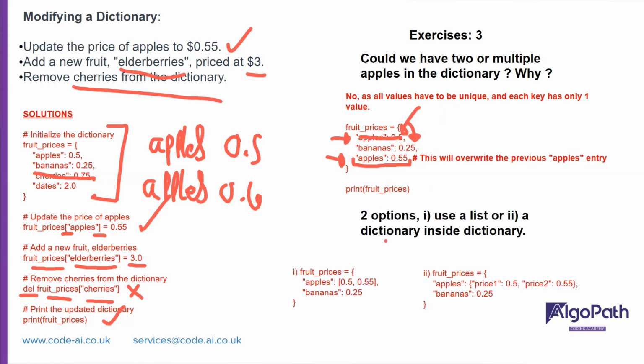Now, 2 options. If you have a need to have, let's say, 2 values for apples, then one way of doing it would be for this, where we use a list as the value pair. So I have 0.5, 0.55. And the second one is I actually have a dictionary inside another dictionary. How crazy is that? But it's possible, it's used, and it's up to you if you need to do that. But do remember that the whole idea of a dictionary is that each element is unique.